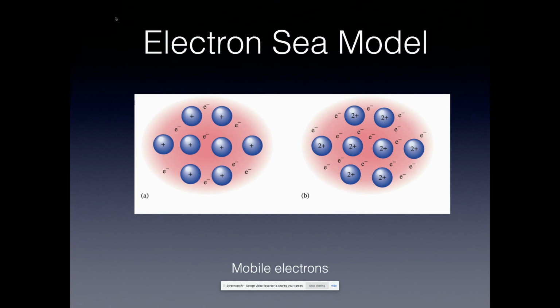All right, so this is kind of what it might look like, just to have all the positive charges and then all of the negative electrons just floating around on top of them. And these are very mobile electrons, meaning capable of carrying an electric current.